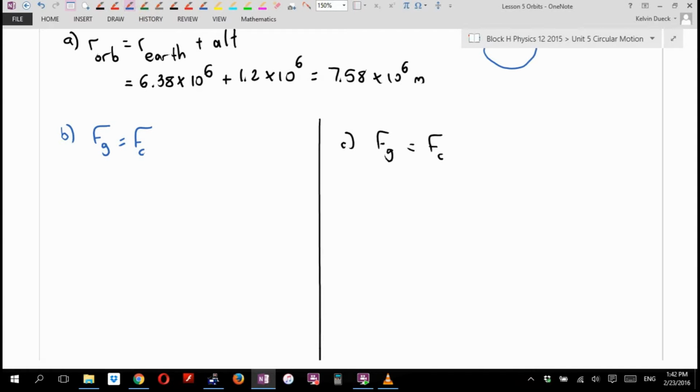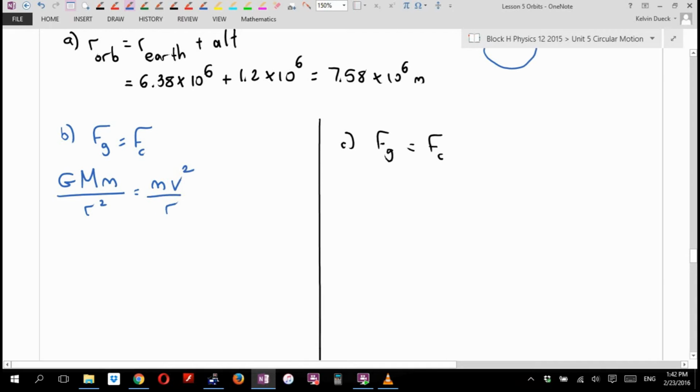Gravity doesn't change. Universal gravity. What's my equation for universal gravity? Big G, big M, little m over r squared, and that equals m. Oh, you said orbital speed. I'll use v squared over r. As opposed to the one where I'm going to go big G, big M, little m over r squared equals m. What am I going to write here? 4 pi squared r over T squared. Okay.